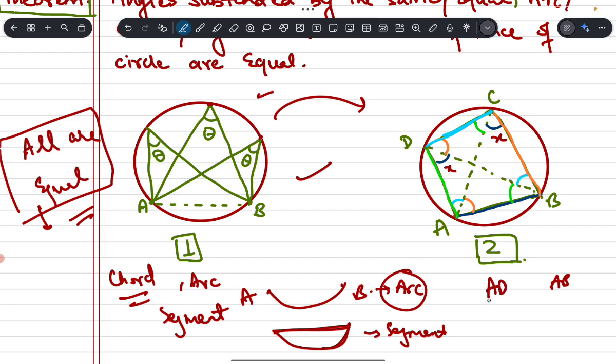Same goes for the green one. Look at AD, the green one. It is subtending the green angles on the circumference. So these are also going to be equal. Same goes for the orange one and the sky blue ones.